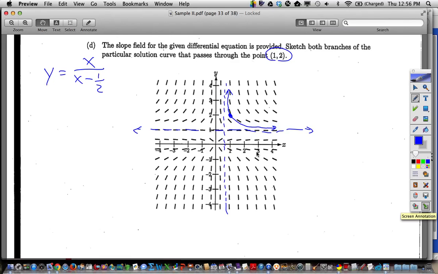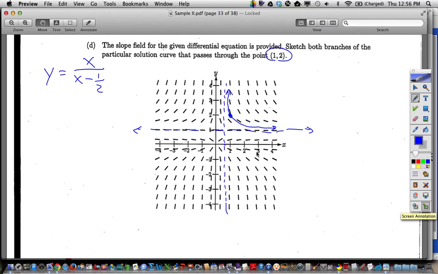Right? They gave us a nice hint here when they said sketch both branches, because you might be tempted to just draw that. If they hadn't led you a little bit through that other work, you might have done that and stopped.